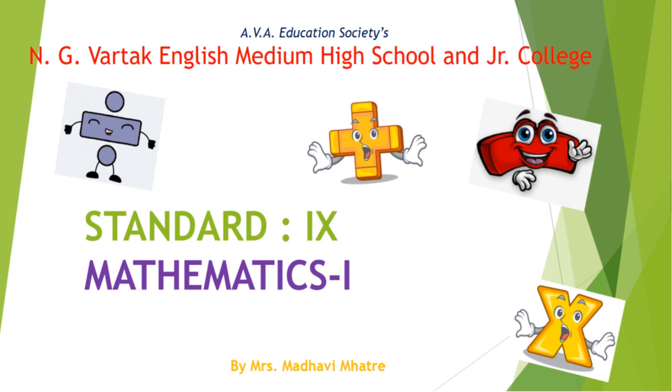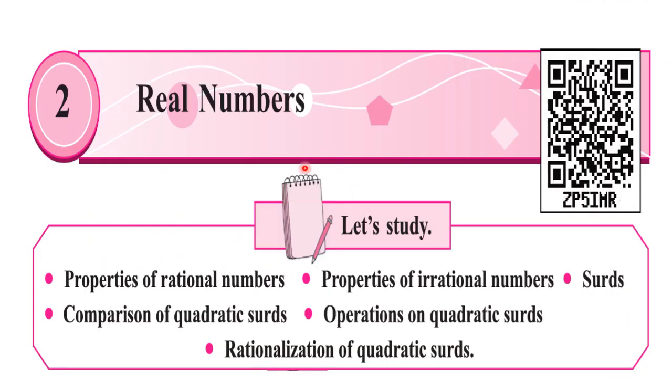We are studying chapter number 2, Real Numbers. In this we have studied properties of rational numbers and properties of irrational numbers. So let us revise those properties in short.